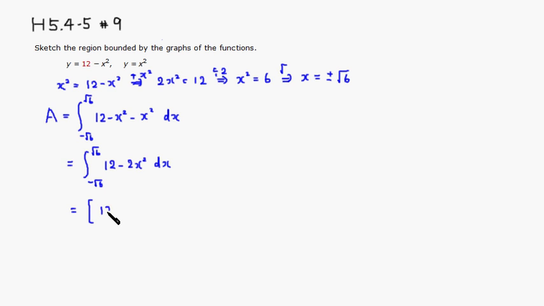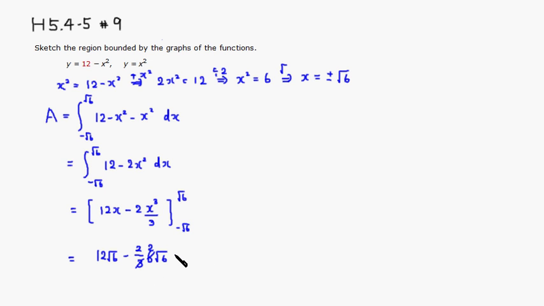Take the antiderivative of that. You get 12x minus 2 times x to the third power, add 1 to the power, and divide by that power, going from negative square root of 6 to square root of 6. Plug it in. So you have 12 square root of 6, minus 2/3, which is just a constant. The square root of 6 cubed would be square root of 6 times square root of 6, which is 6, and then you have another square root of 6. The 3 and 6 cancel out, so you have 2 left over.